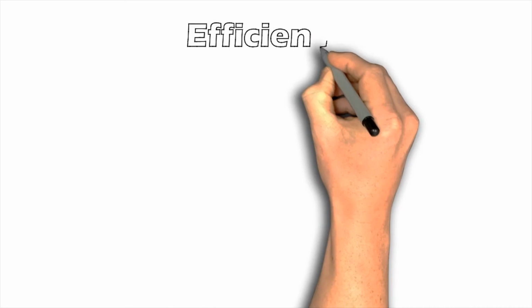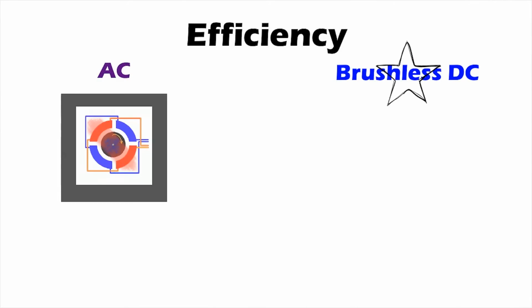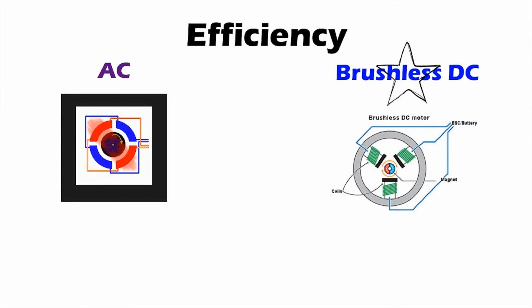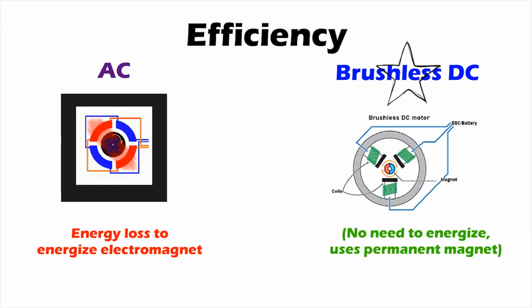In terms of efficiency, the brushless DC motor prevails. An AC motor experiences energy loss when energizing the electromagnet needed to make it work. On the other hand, the brushless DC motor uses permanent magnets, which obviously do not consume extra energy from the electrical power supply.